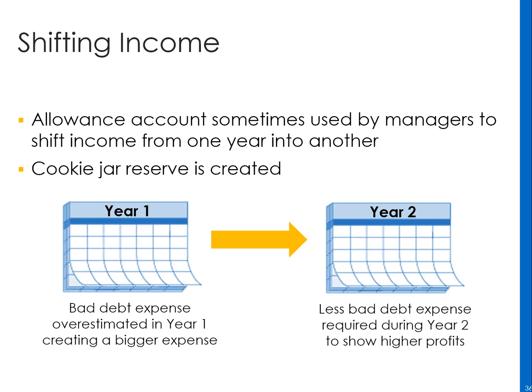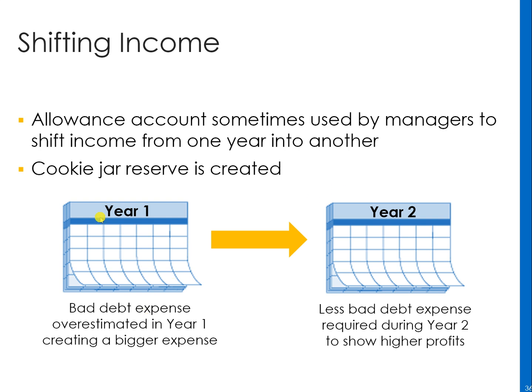And experience tells us that many companies are using the allowance for uncollectible accounts to shift income from one period to another, and that can be easily done. And this reserve, or the allowance account, can be viewed as a cookie jar.